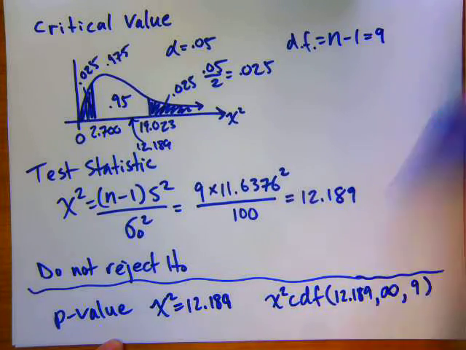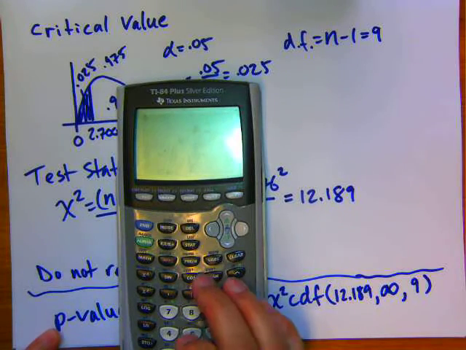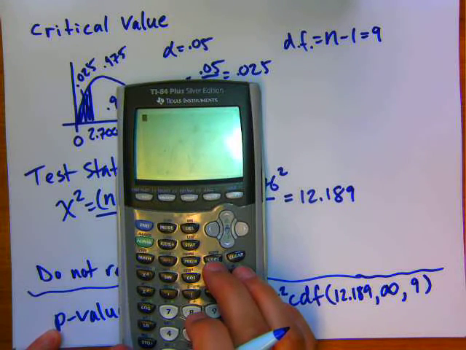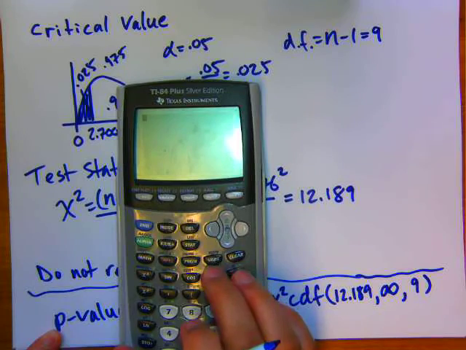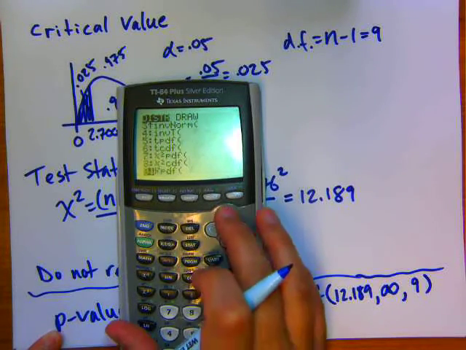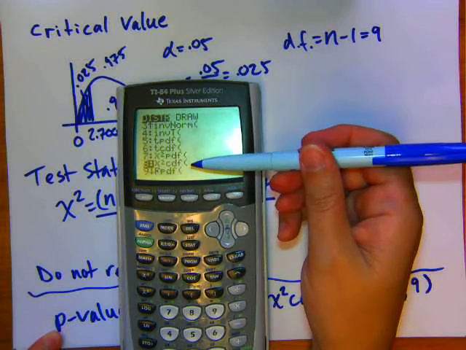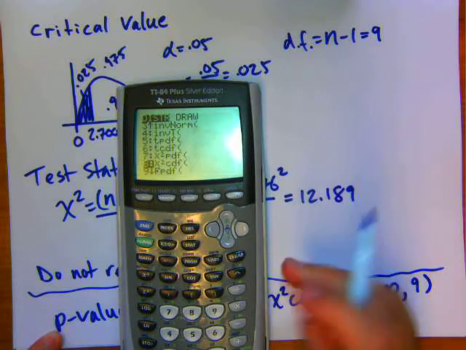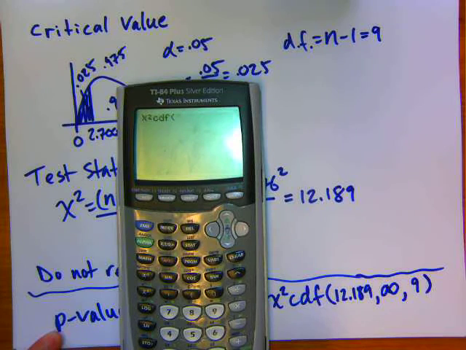So if I go back in here, this is under my distribution menu, F5 in the stat app on the TI-89, or right under here on VARS. It's down a little ways, and it's called the chi-squared CDF. Make sure you're using the CDF, not the PDF. And it's always lower, upper, and then degrees of freedom separated with a comma.